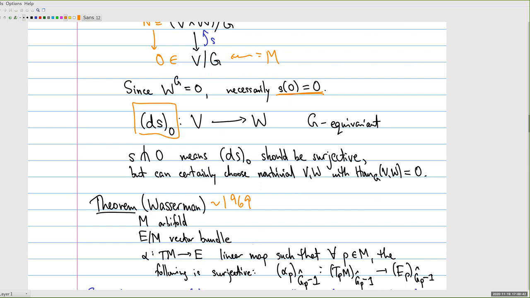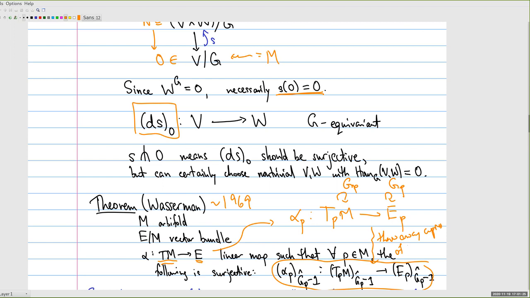So alpha is a map from the tangent bundle to your vector bundle. Then at every point P, I get a map α_P from the fiber of the tangent bundle to the fiber E_P of E at P. And the isotropy group G_P acts on both of these, so this is a map of G_P representations. What I want to do is restrict it to the non-trivial isotypic pieces, so just throw away all the copies of the trivial representation to get this map here. And we assume that this is surjective.